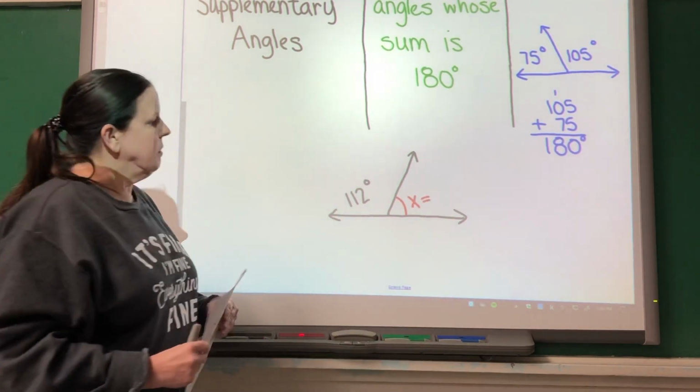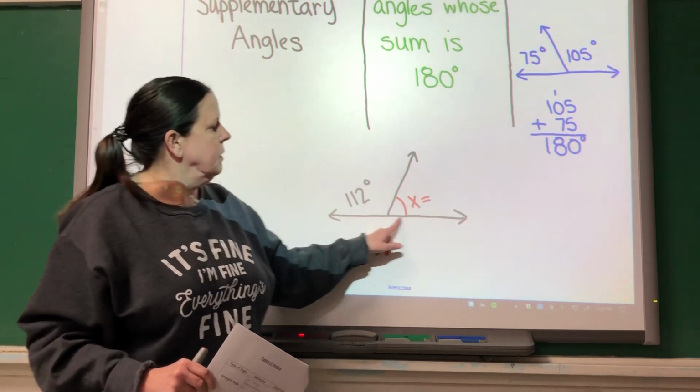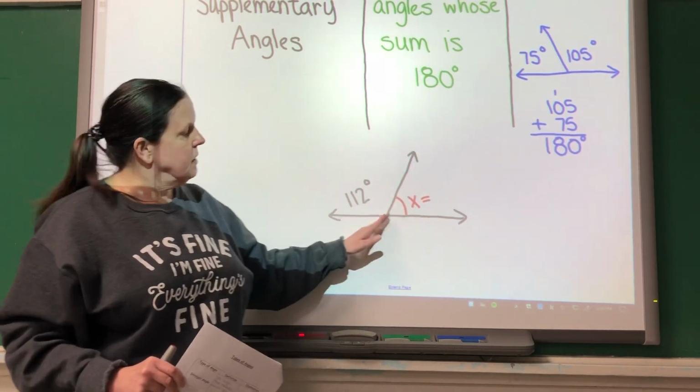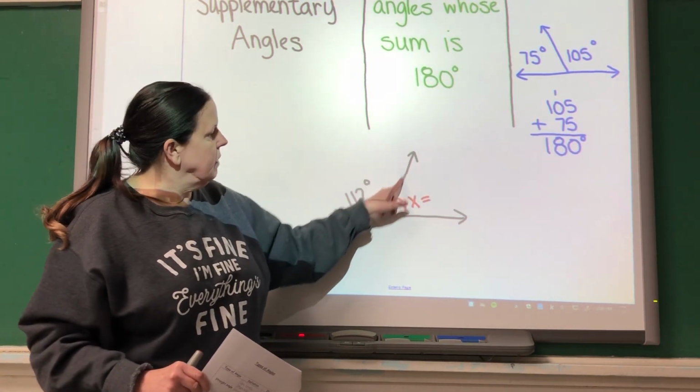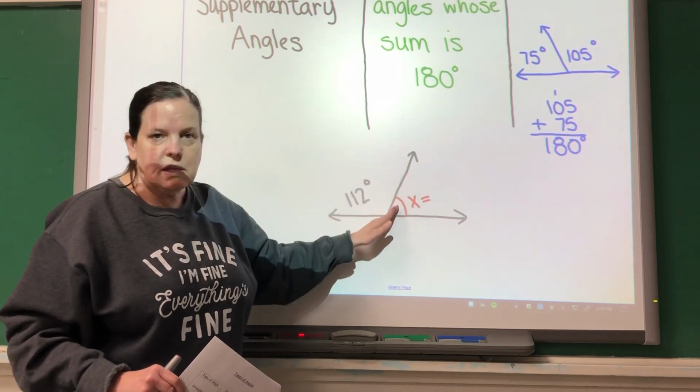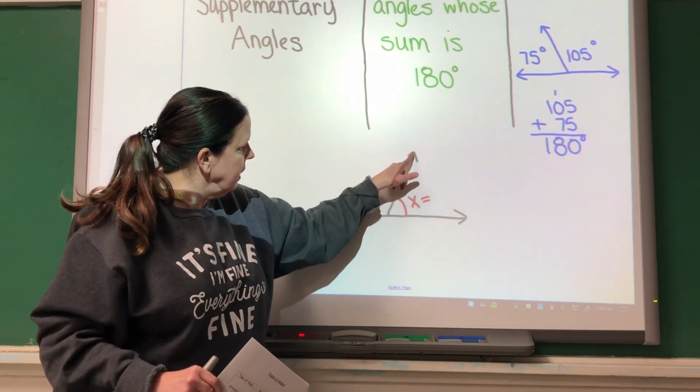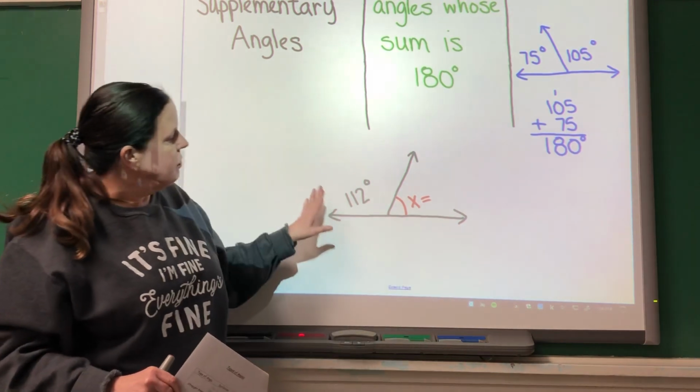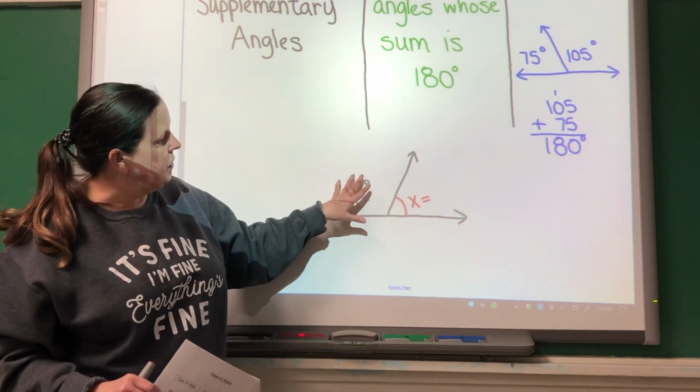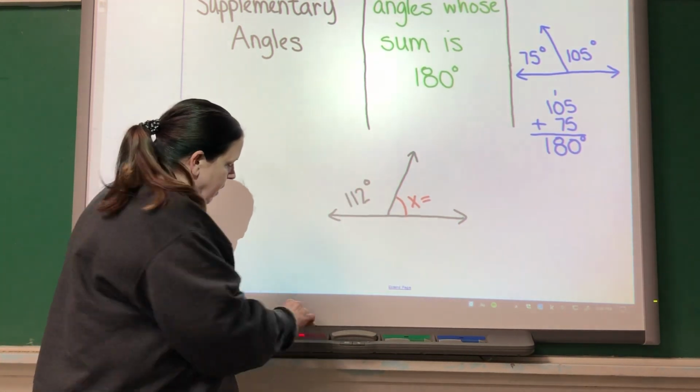Okay, so it could be something like this. So you have your straight angle. We have it split. This angle right here. And again, they're sharing this side. So you have this angle here and this angle here. So this angle is 112 degrees. We want to find our x.